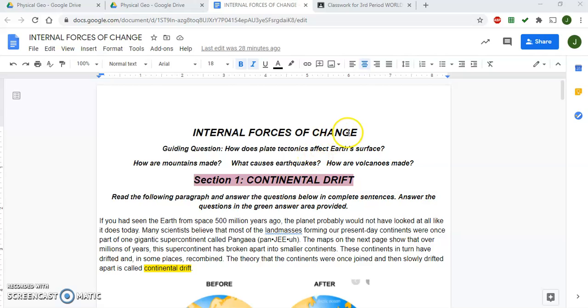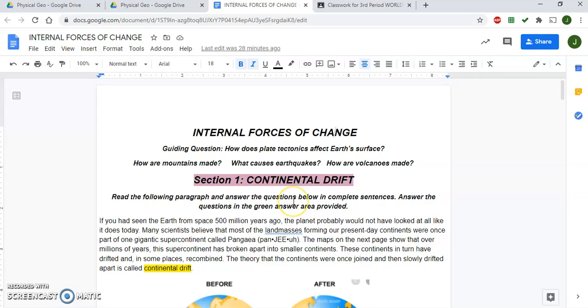What we're going to look at for the next couple of class periods are internal forces of the Earth's surface that cause change to the Earth's surface. In other words, what's going on inside the Earth that creates some of our biggest landforms, like mountains and volcanoes and valleys, and what causes earthquakes and tsunamis. So that's what we're going to be looking at for the next couple of days.